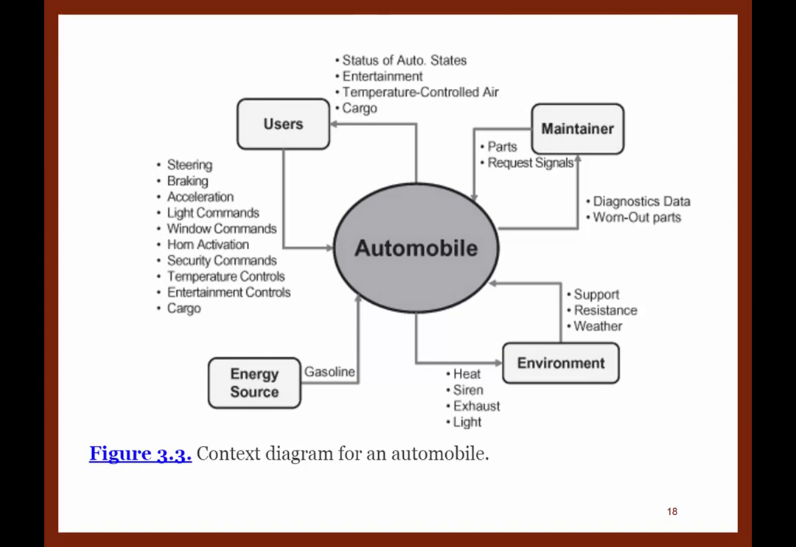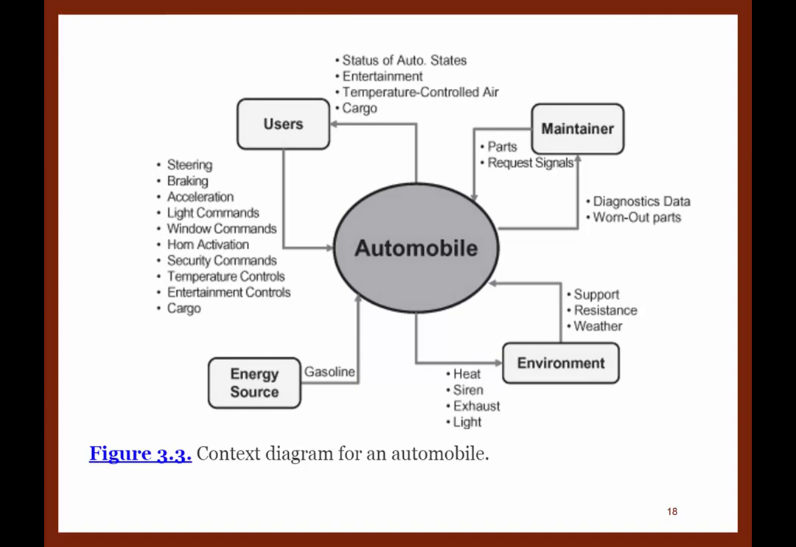So it's going to be performing all these activities, and those are going to come as inputs for the car. And then in terms of the reaction from the car, status of the auto states, entertainment, temperature control, and cargo. You see here, there's no feedback, right? When you're putting in the energy source, it goes straight to the system. Feedback to the energy source is not existent, right? Even though the car is going to be generating some type of gas, or CO2, for instance, that's not going back to the energy source. That's not going back to the gas station, right? So that's why it's not depicted here.